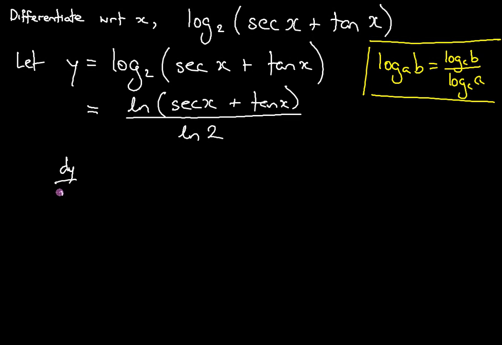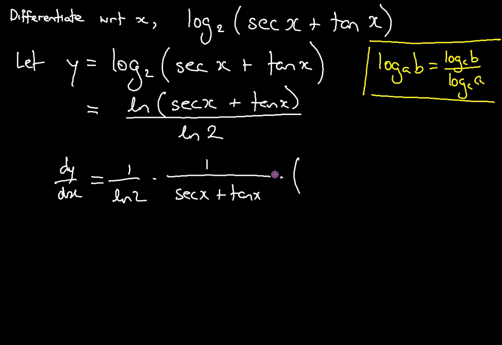So when I differentiate dy by dx, what do I get? Well, let's keep my 1 over ln 2 at the front, and then I differentiate this whole mess. So I start with 1 over secant x plus tangent x, and then I multiply that expression. So if I differentiate sec, I should get sec x tan x, which is in my MF15. And then when I differentiate tangent, I get sec squared of x.